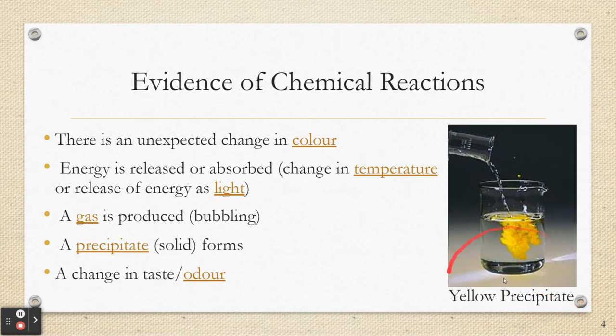So this is a yellow precipitate over here. And it often looks cloudy. If it's cloudy, it's a precipitate. Or sometimes you might have a change in taste or odor. We don't use that. We don't use taste in the lab very frequently, at least in high school. And also a change in odor.